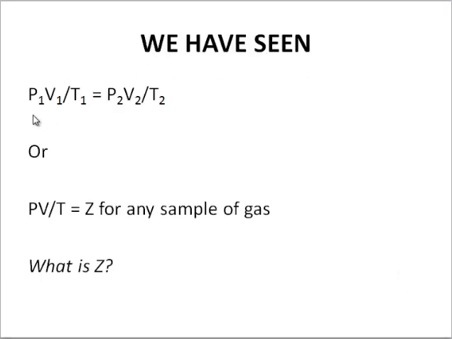We've already seen from the combined gas law, P1 V1 over T1 equals P2 V2 over T2. I ask you to remember that another way of expressing this law is that PV over T equals a constant Z, an unchanging number, for any sample of gas. The number actually depends on the sample of gas. It's reasonable to ask, what is the constant Z?